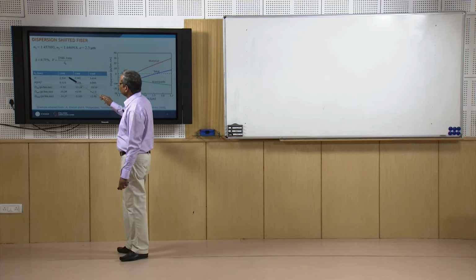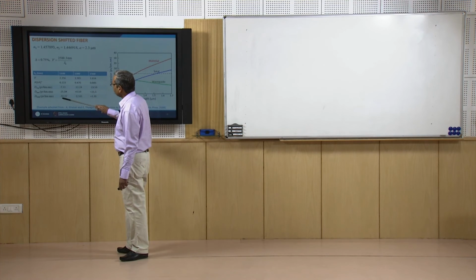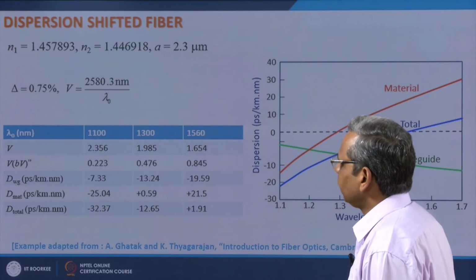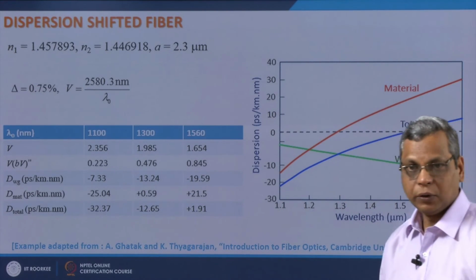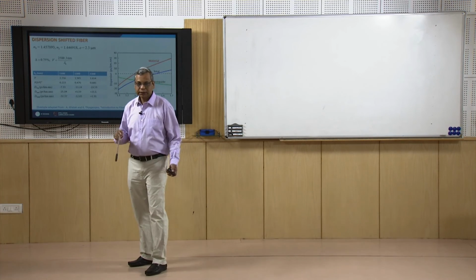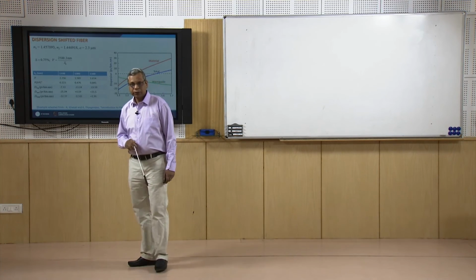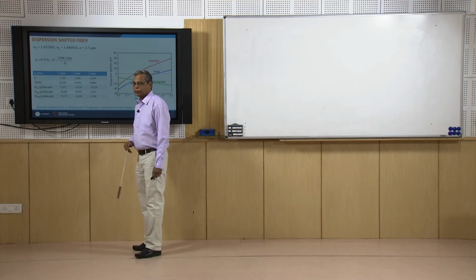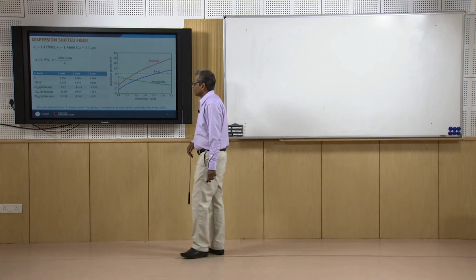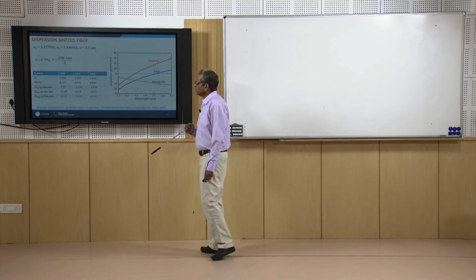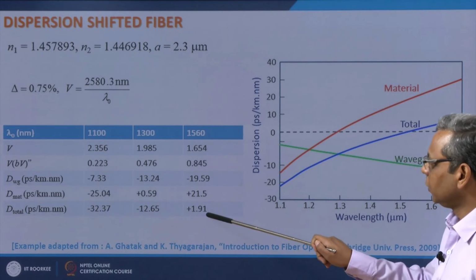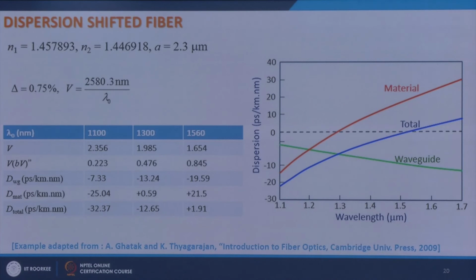at lambda naught equal to 1100 nanometer, my total dispersion is minus 32. At 1300 nanometer wavelength, in a single mode conventional fiber, it was around between 1 and 2 picoseconds per kilometer nanometer. Now it is about minus 12 picoseconds per kilometer nanometer. However, at 1560 nanometer wavelength, with this design I could bring down the total dispersion to much smaller value, about 2 picoseconds per kilometer nanometer.